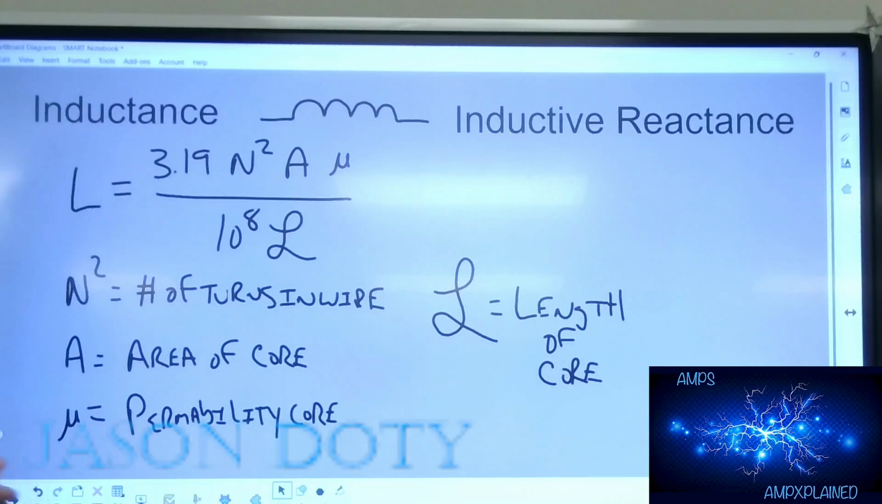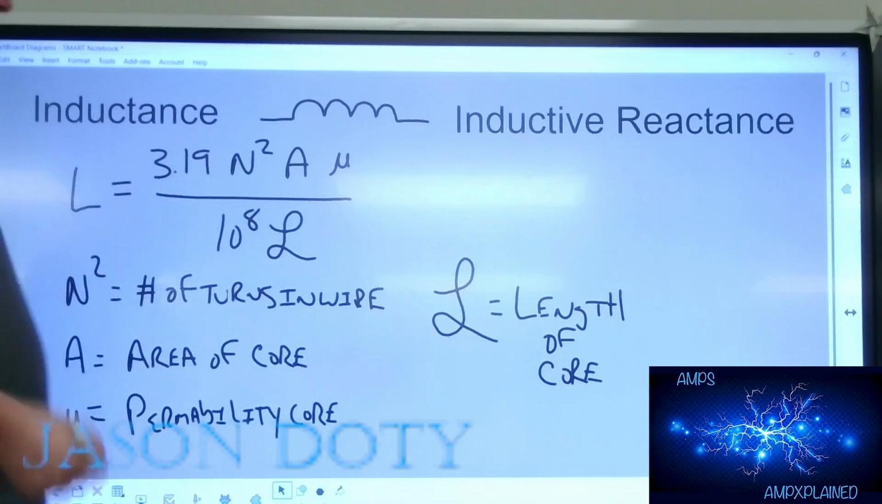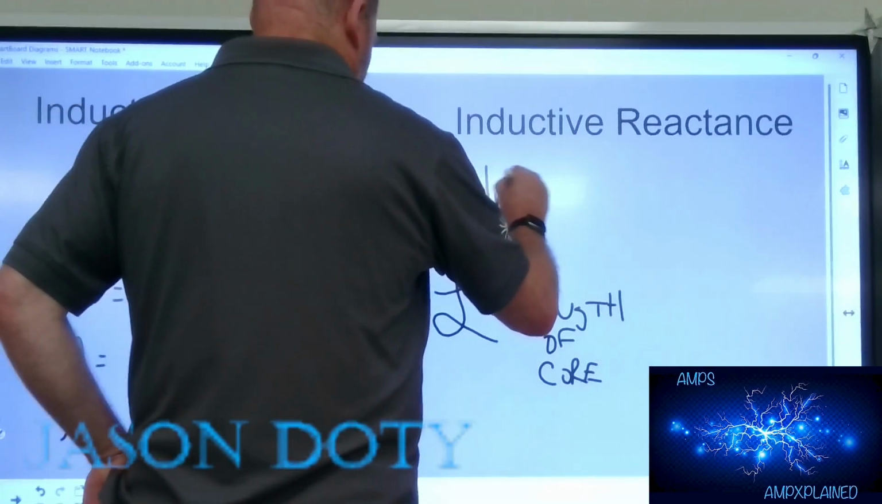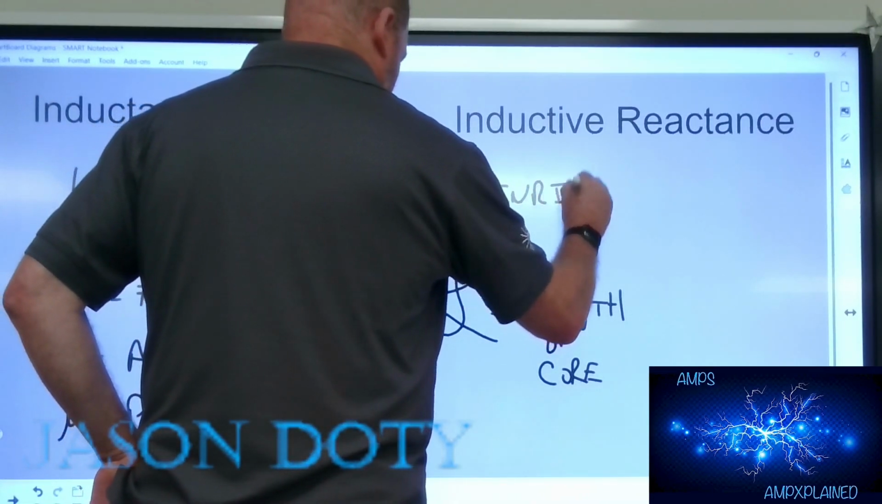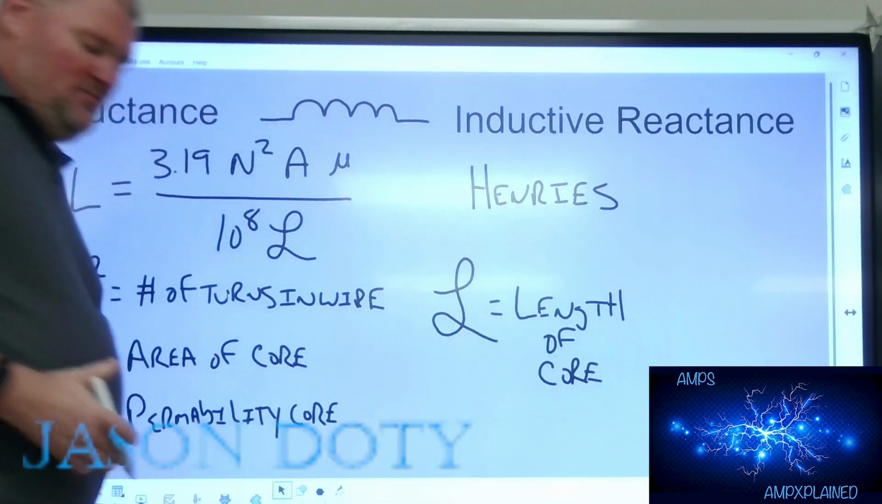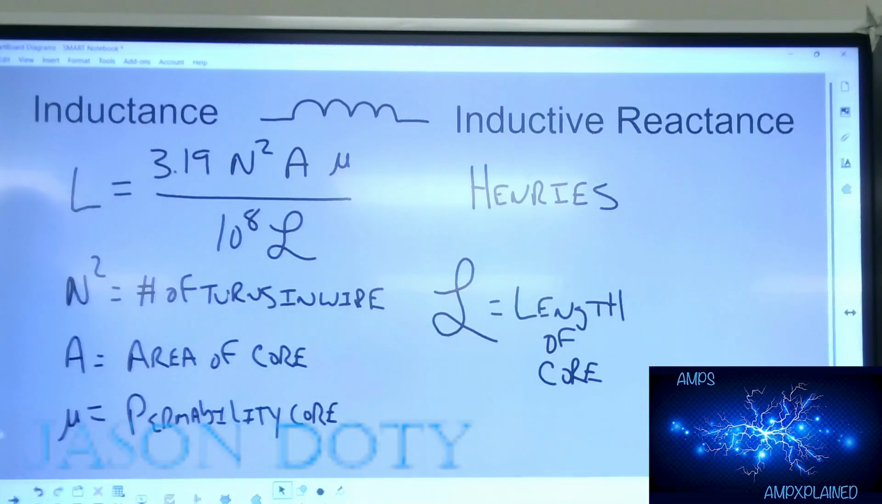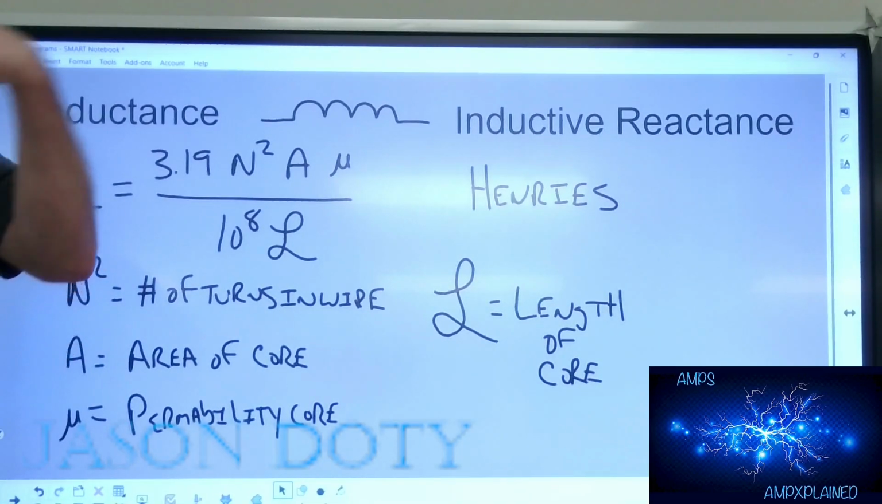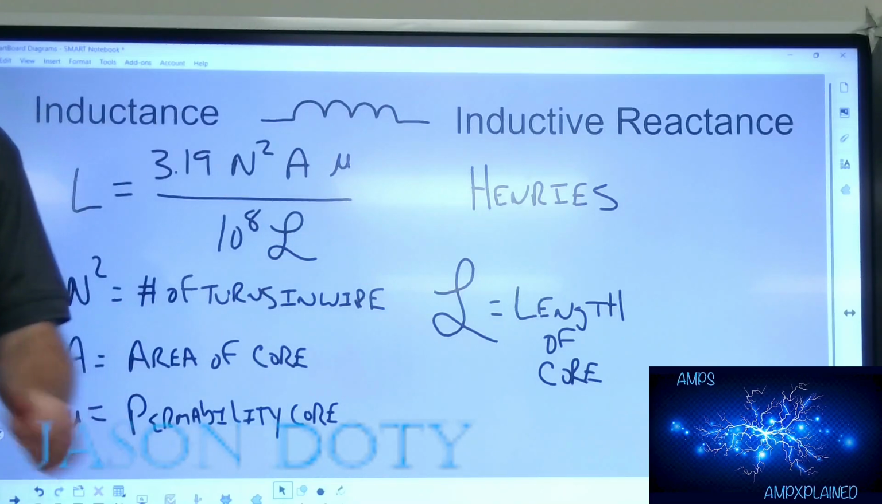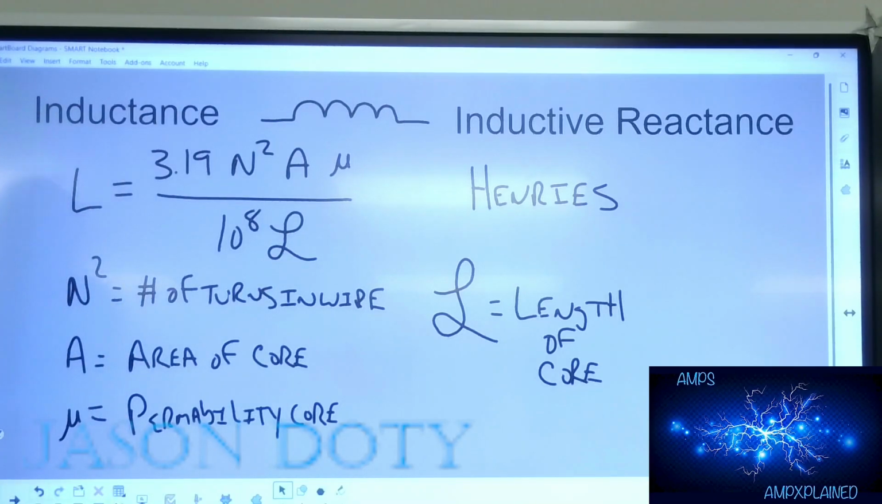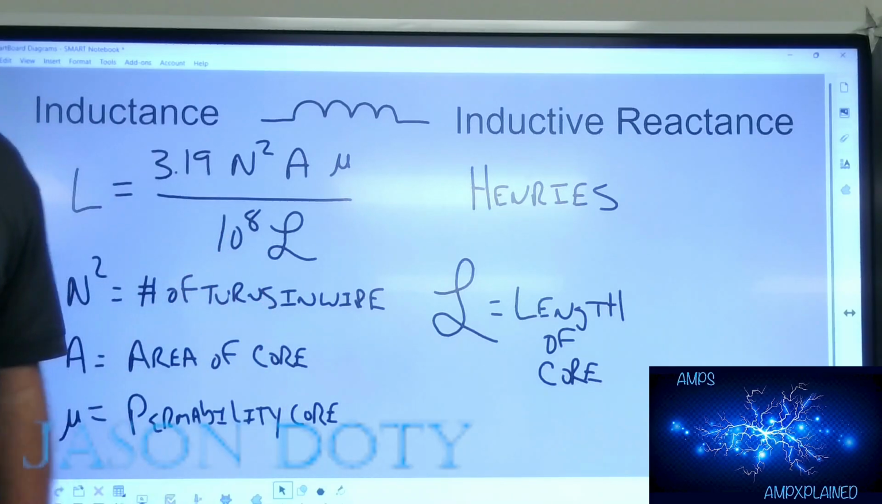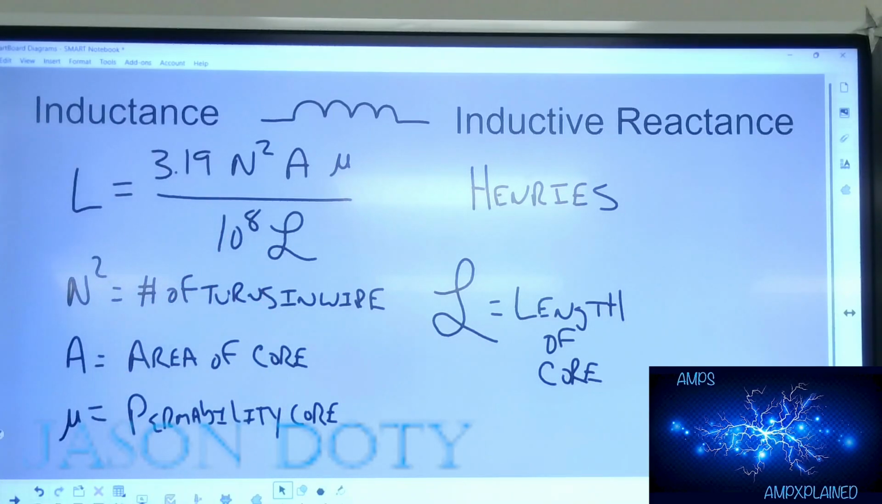This will all result in the value known as Henry, the value we measure inductance in. And Henrys is really what we're looking for so that we can now make electrical calculations. Henrys doesn't help us much, but we're going to look at another formula called inductive reactance, where we're going to turn those Henrys into something we can use.